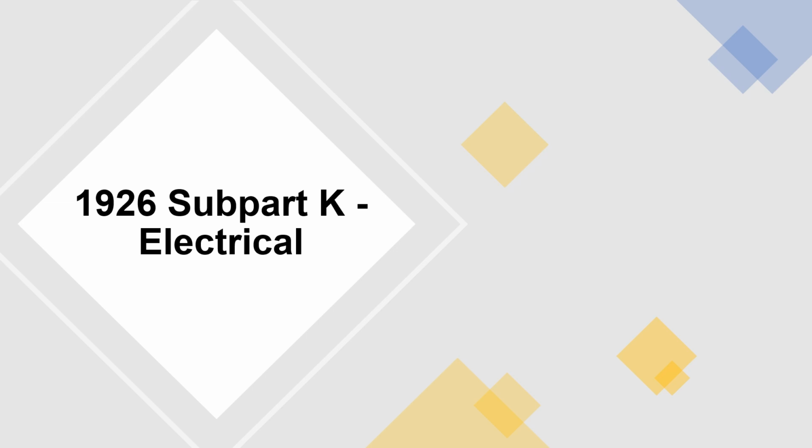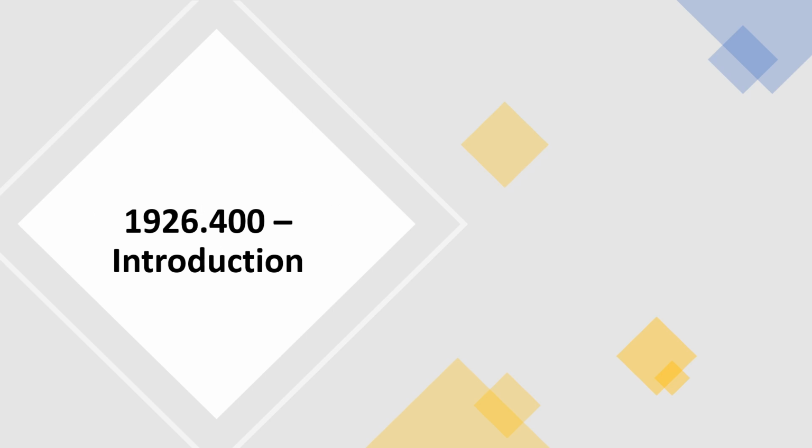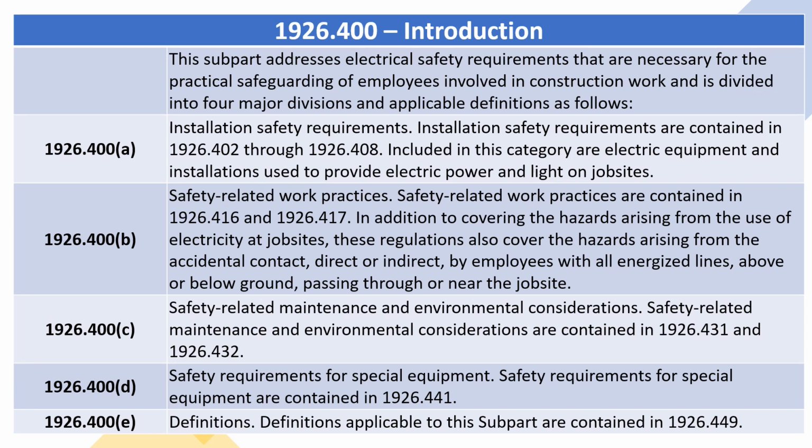OSHA 1926 Subpart K, Electrical. 1926.400, Introduction. This subpart addresses electrical safety requirements that are necessary for the practical safeguarding of employees involved in construction work and is divided into four major divisions and applicable definitions as follows.